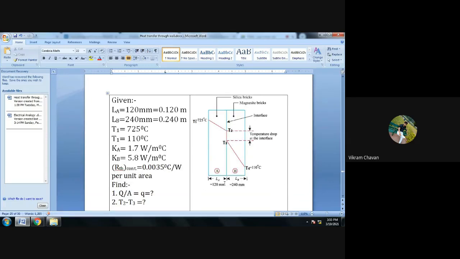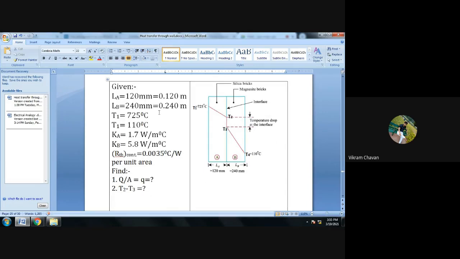Now the thicknesses are provided. We have to put up the thicknesses, and we have considered only one dimensional heat flow. So draw the diagram. L suffix A is equal to 120 mm, whereas L suffix B is equal to 240 mm. These are the thicknesses. So write down the given data. L suffix A is equal to 120 mm.